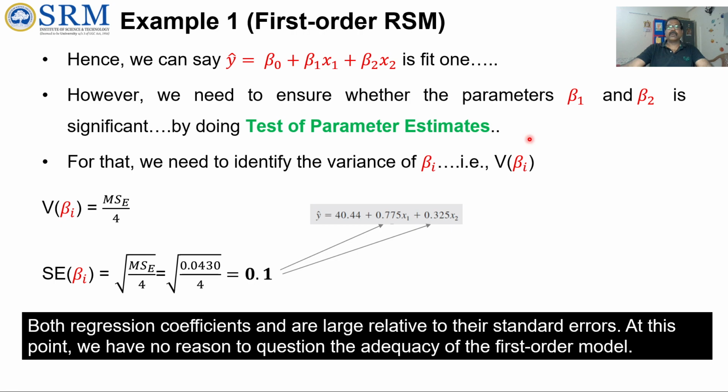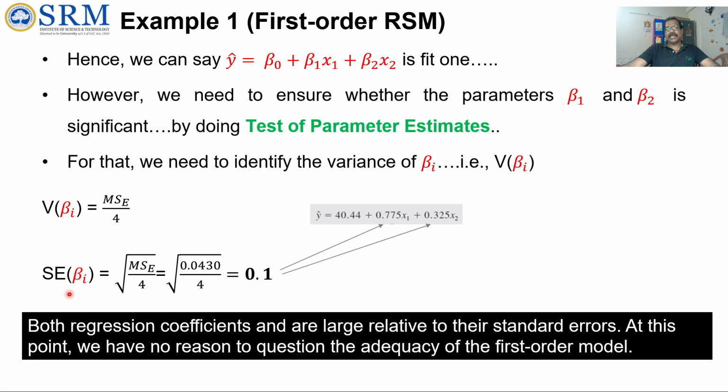However, we need to ensure whether the parameters beta 1 and beta 2 are significant, by doing a test of parameter estimates. There are some further steps also. For that we need to identify the variation of beta i, that is V of beta i, which equals the mean square error divided by 4. So if we want to calculate the sum of squares of error, it equals the root of the mean square error divided by 4. All the values we know, and this is 0.1.